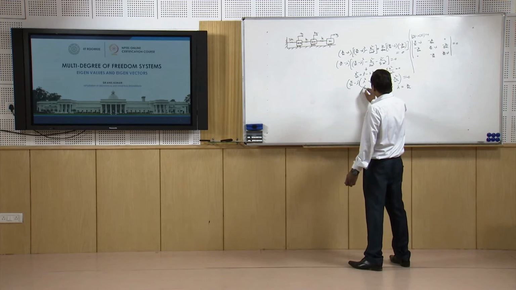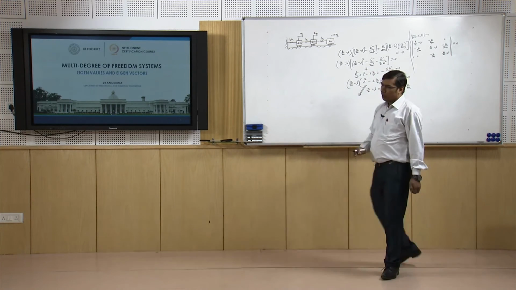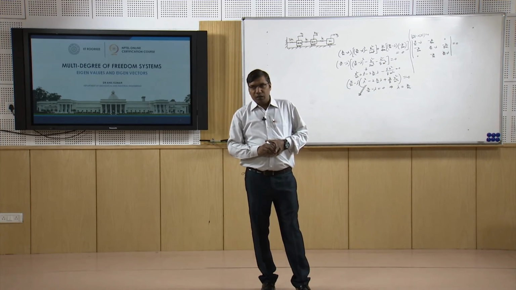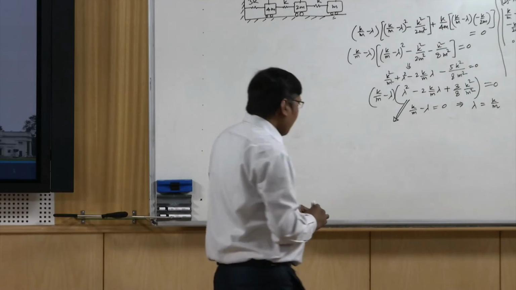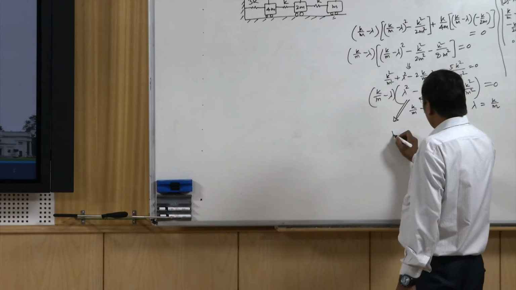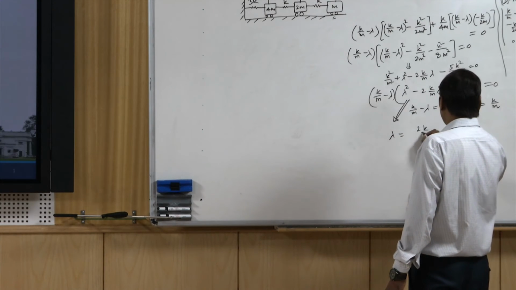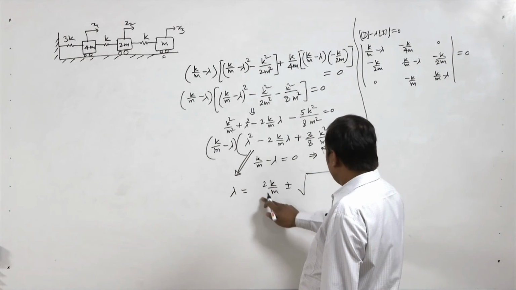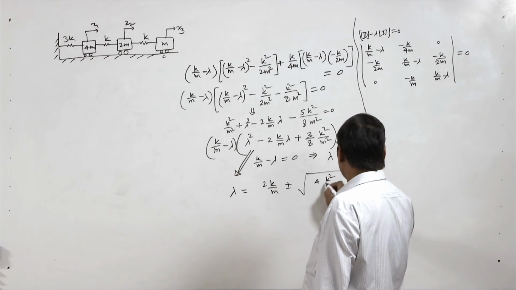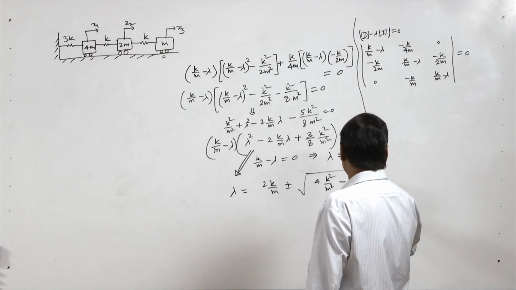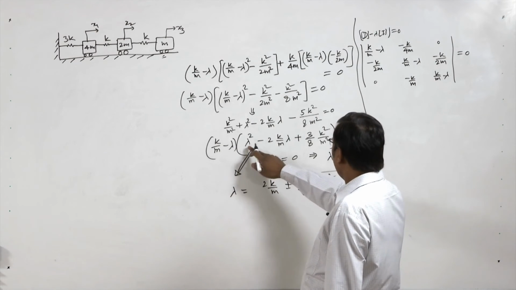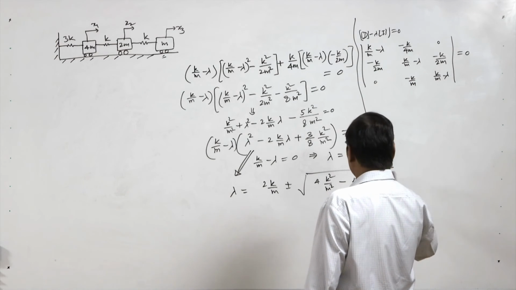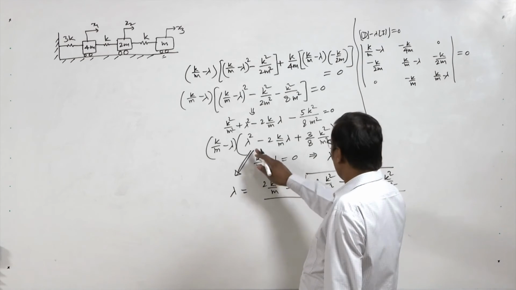Now we have to solve this quadratic equation to get the other two eigenvalues, because this is a 3 degree of freedom system, and therefore we will have 3 eigenvalues. So if we solve this equation, lambda equal to minus b, that is 2k by m, plus minus under root b square. So this square means this is 4k square by m square, minus 4 into 1 into c. So c is 3 by 8 k square by m square, and by 2a. So 2 into 1, so it is 2.